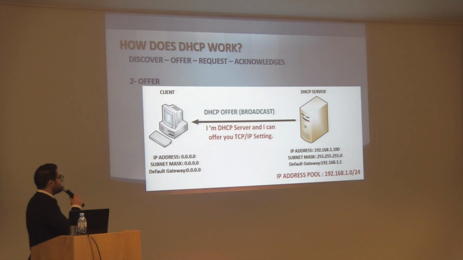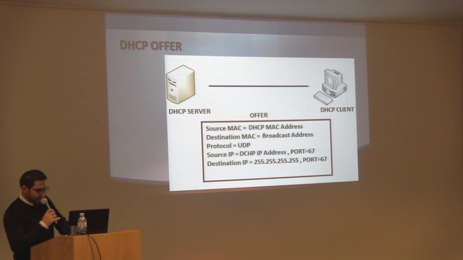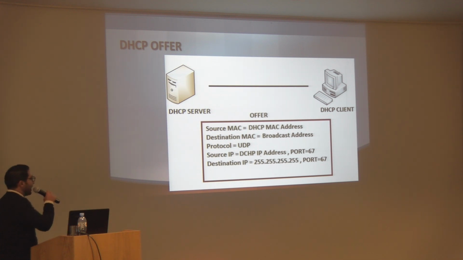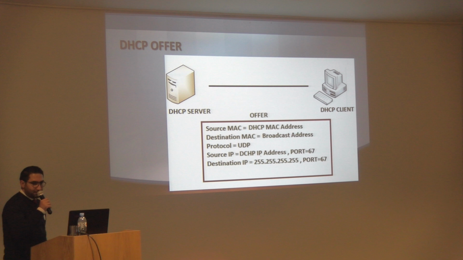The second message is Offer. With the Offer, the DHCP server offers network parameters to the DHCP client. The Offer message format is shown in this picture. The source MAC is the DHCP server MAC address, and the destination MAC is the broadcast address. The protocol is UDP, and the source IP is the DHCP server IP address on port 67, and the destination IP is 255.255.255.255 on port 68.